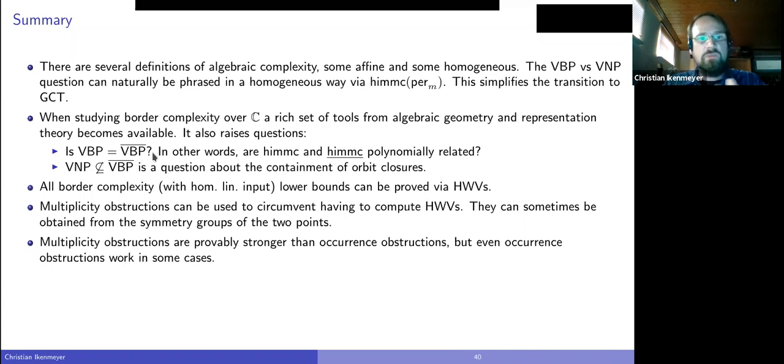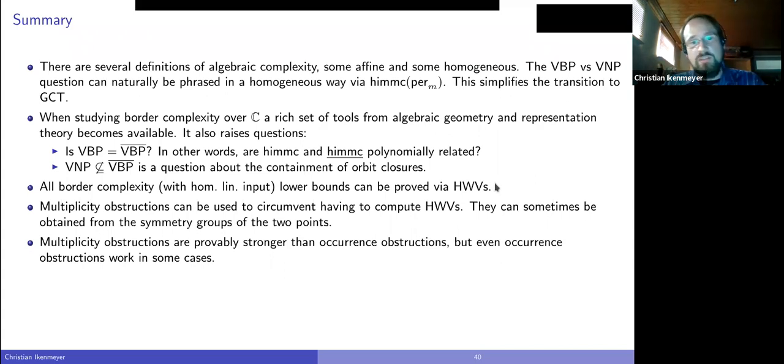So is VBP equal to VBP bar? In other words, are these two complexity measures polynomially related? This is a question; the conjecture now becomes a question about containment of orbit closures. And since we are talking about orbit closures, we know that all the border complexity lower bounds can be proved using highest weight vectors. Those might not be so easy to understand directly, so one can circumvent actually having to compute them explicitly.